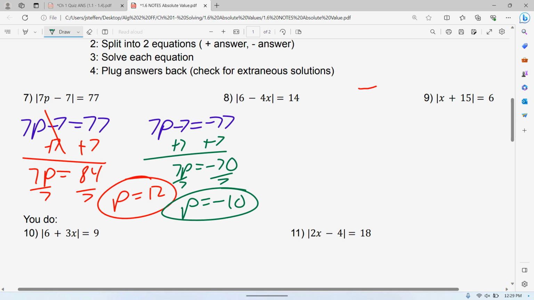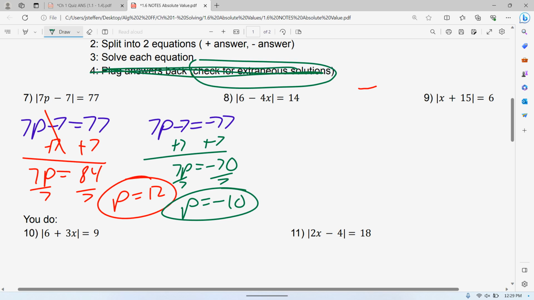Now, my fourth step was to plug that answer back in. I'm taking that out. I should have erased this. Obviously, I would love if you plug your answer back in to double check, and I'll talk about that in a second. But the main reason I put that is this other part where it says check for extraneous solutions.